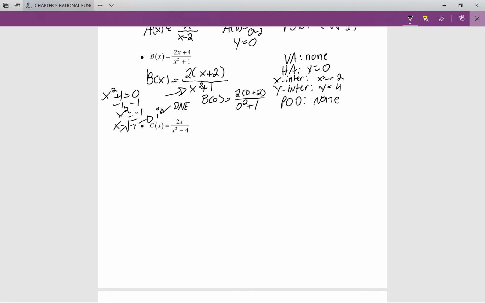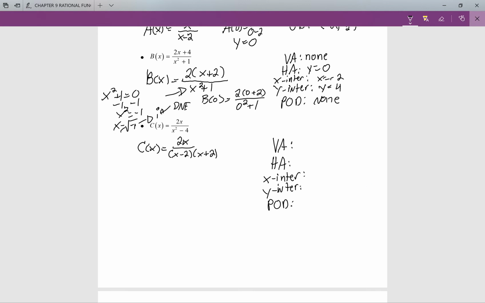Well, we're on a roll. Let's get to the next one. So my next one, we have c at x, and I'm going to factor everything. So I get 2x all over x minus 2, x plus 2. Looking at this, again, we're going to go vertical asymptote, horizontal asymptote, x-intercept, y-intercept, and POD.